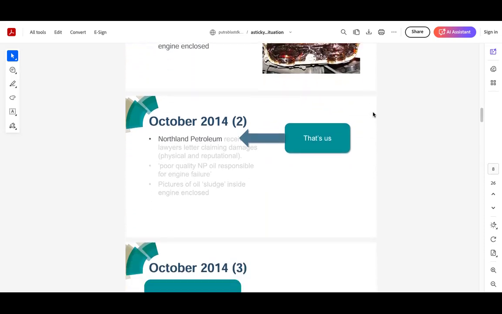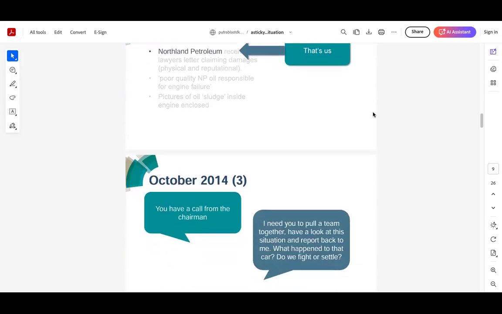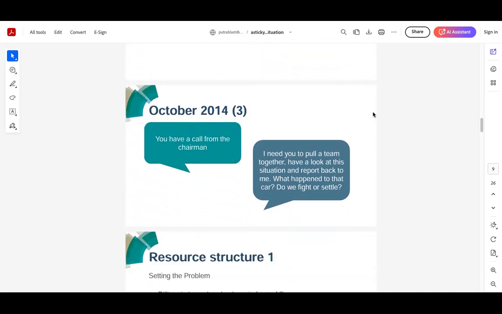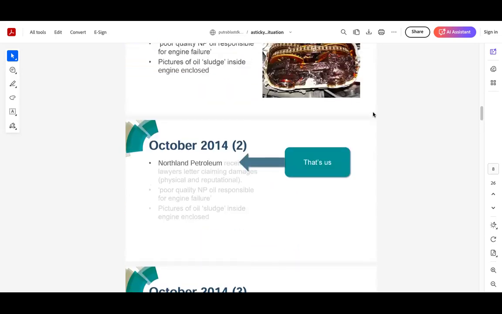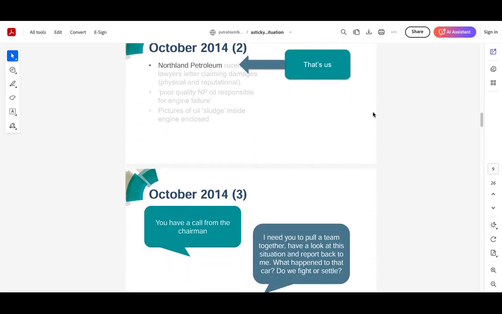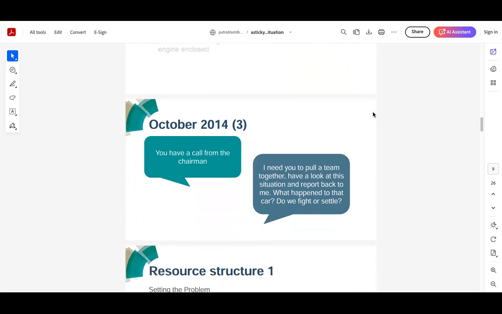All right, so this is the chronology of what is happening. You have a call from the chairman of your company, NP. You are the company staff, NP, Northland Petroleum. So your boss calls: I need you to put a team together, have a look at the situation and report back to me. So that is your boss's instruction. What happened to that car? Do we fight or settle?